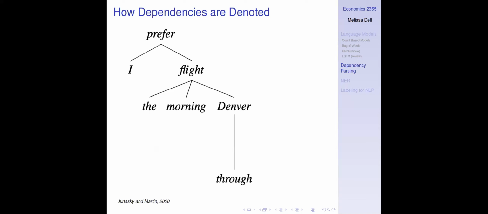Or even more often, you see them written as these dependency trees. And so "I" is dependent on "prefer," and "flight" is dependent on "prefer." "The" and "morning" are modifiers of "flight." "Denver" refers to "flight" and "through" refers to "Denver." And so the idea of dependency parsing is you have all these potential dependency trees, and you want to choose the correct one.